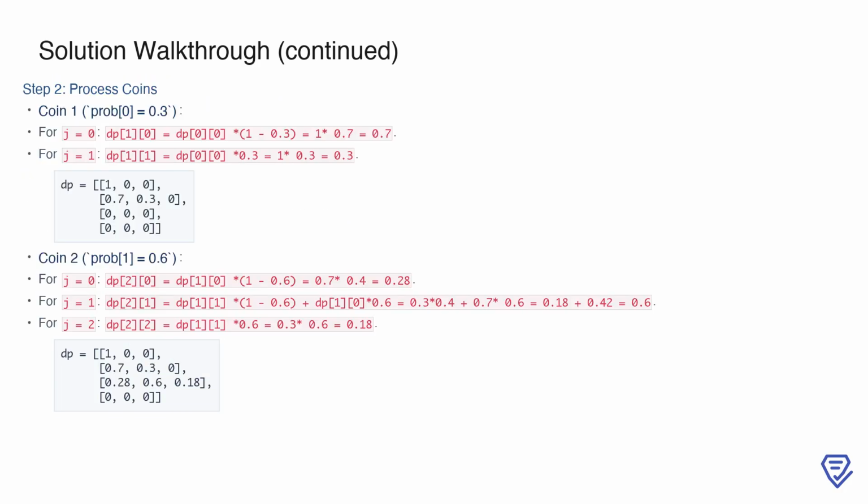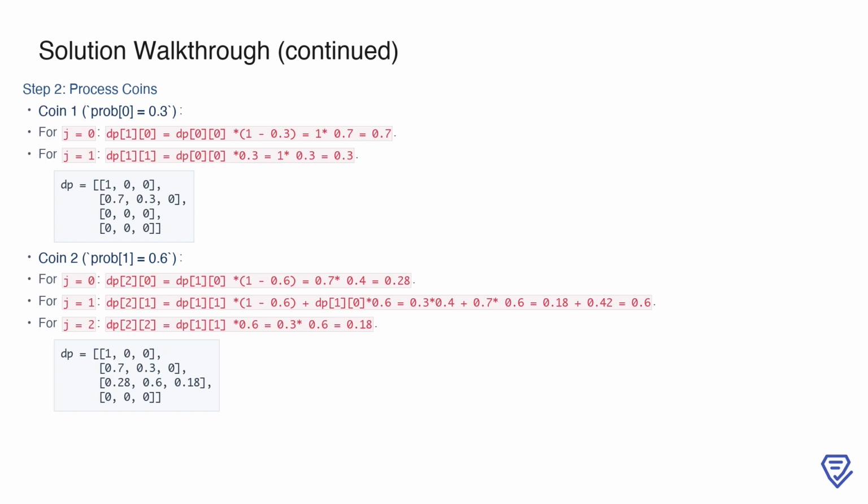Next, we process the coins one by one. Starting with the first coin, which has a probability of heads equal to 0.3, we calculate the probabilities for 0 and 1 head. For 0 heads, the probability is dp[1][0] equals dp[0][0] * (1 - 0.3), which equals 1 * 0.7 equals 0.7. For 1 head, the probability is dp[1][1] equals dp[0][0] * 0.3, which equals 1 * 0.3 equals 0.3. The table now updates to reflect these probabilities.